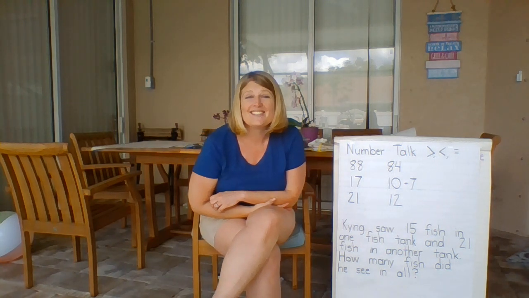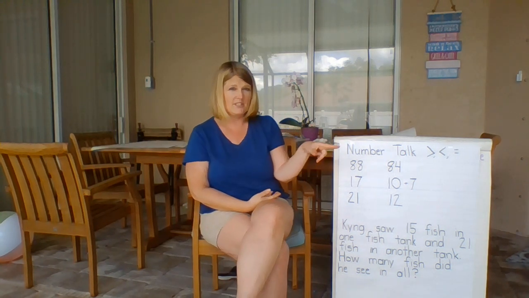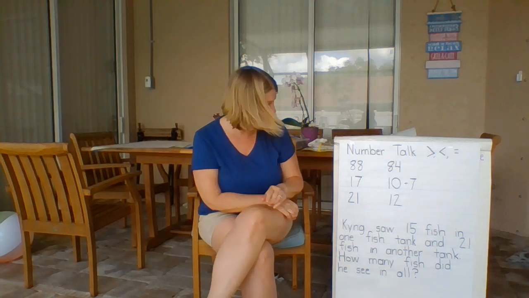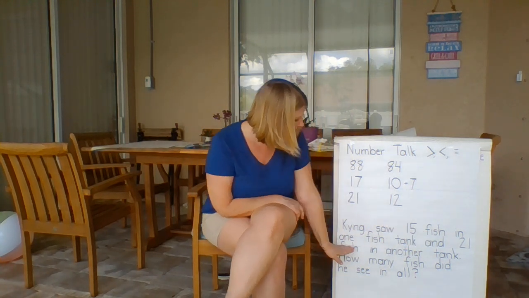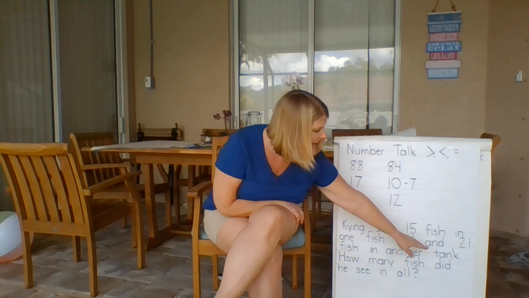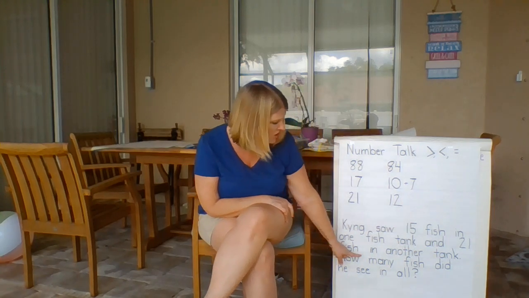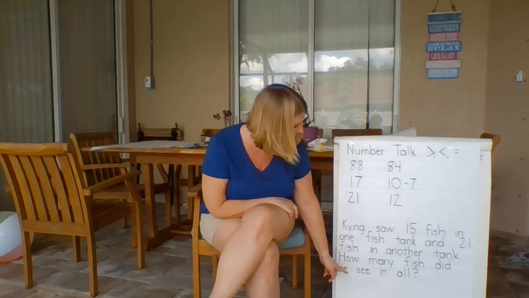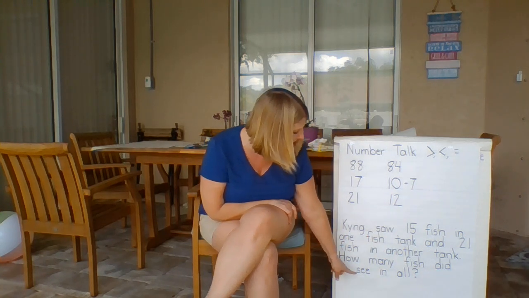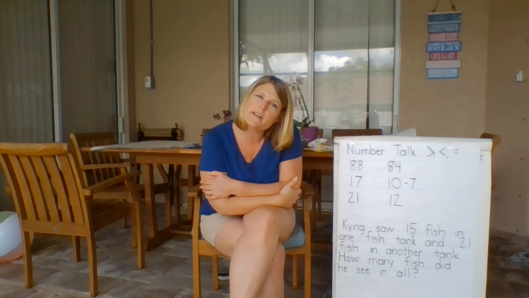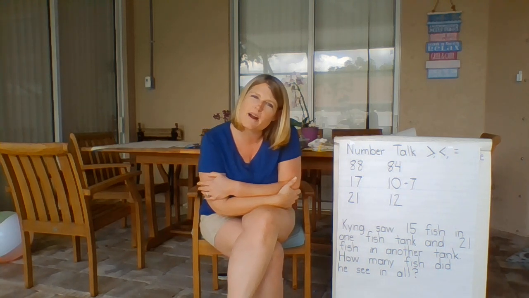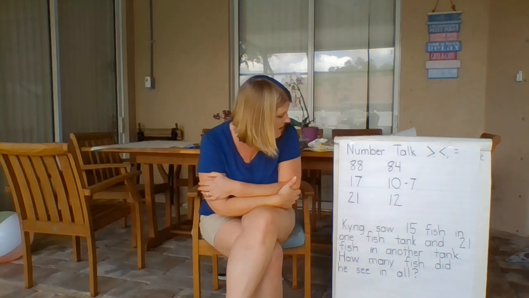Let's look at today's story problem. We're moving away from shells and moving on to fish. Here we go. King saw 15 fish in one fish tank and 21 fish in another tank. How many fish did he see in all? So what is the important information in this story problem that we have to use to be able to solve it?